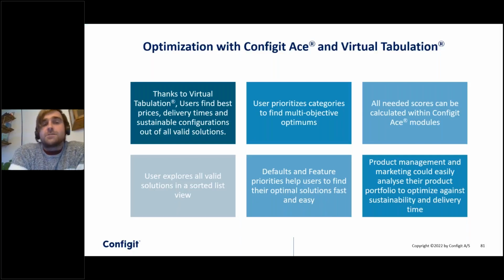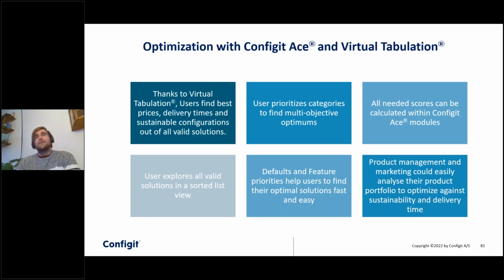So what are the advantages of using Configit ACE and virtual tabulation to optimize configurations? It is possible for users to find the best prices, the best delivery times, and the sustainable configurations in all valid solutions. The user may have to define a trade-off priority metric, and then we can find multi-objective optimums. We can calculate all scores that are needed within Configit ACE with the BOM solver, the pricing engine, and the solution space API. So we don't need any other modules for that.